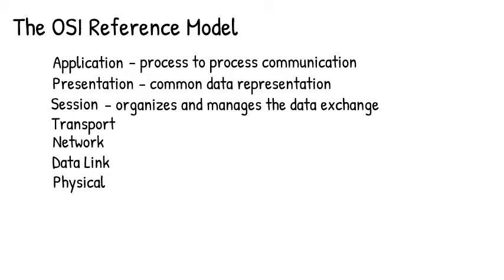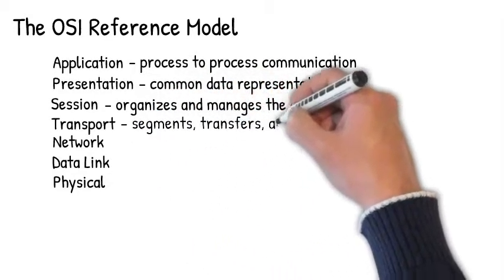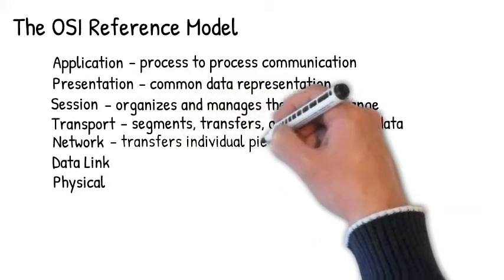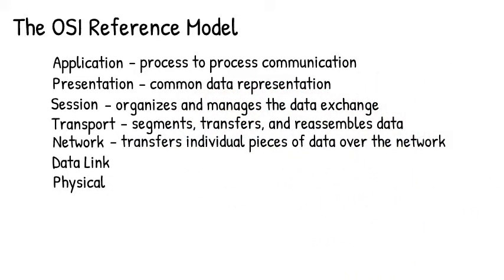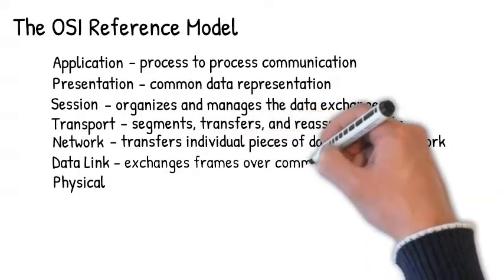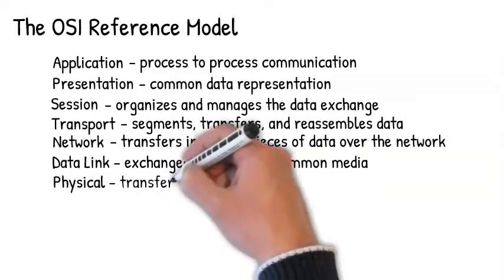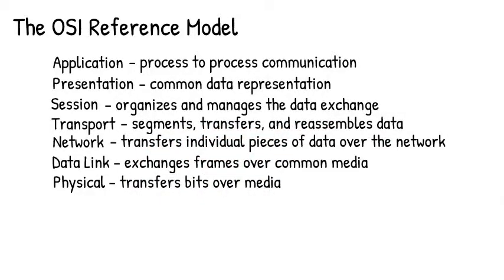The transport layer is responsible for segmenting, transferring, and reassembling the data at the destination device. The network layer is responsible for transferring individual pieces of data across the network. This, by the way, is where routing happens. The data link layer exchanges frames over common media. This is where switches operate. And finally, the physical layer transfers individual bits of information over media from one device to another.